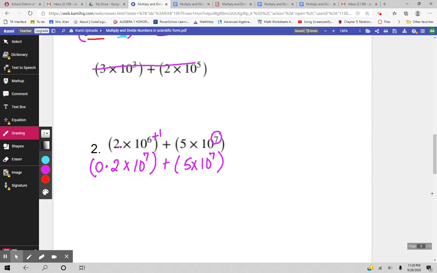Okay, now that we have matching powers, we can just add our numbers. We can add this number to this number here. So now let's do that. 5 plus 0.2 is 5.2 times, keep the same power. Okay, that's it.